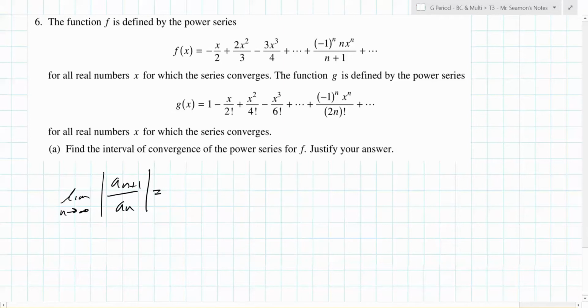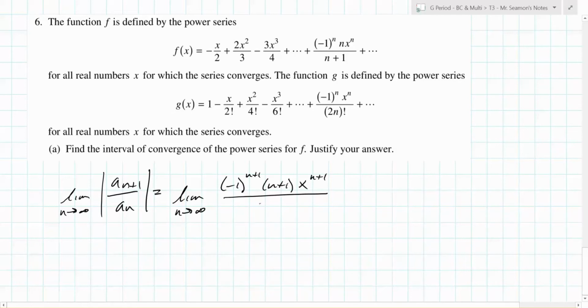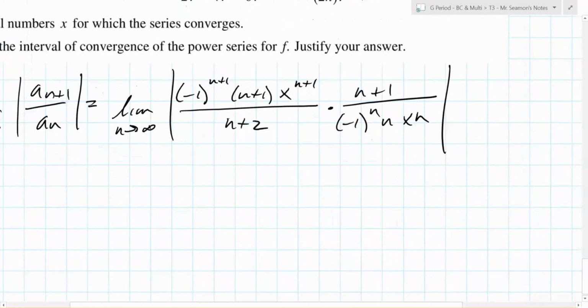So be really super careful. And are we doing this for f or g? For f. So what do we have? We have the limit as n goes to infinity of negative 1 to the n plus 1, n plus 1, x to the n plus 1, all over n plus 2, times the reciprocal of the original. So n plus 1 over negative 1 to the n, and x to the n. So you just need to do this limit right here.